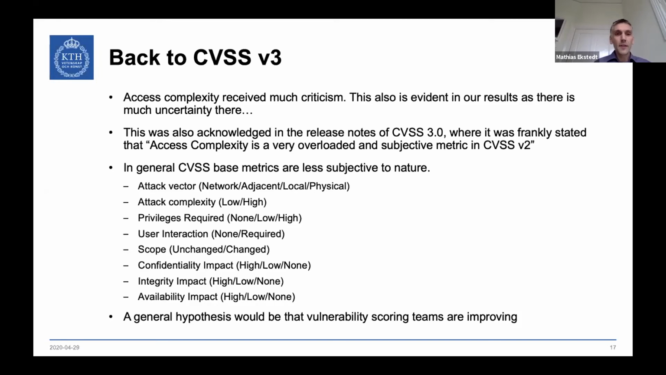And in general, the CVSS version 3 base metrics are less subjective in nature. I also think that the people working with vulnerabilities are probably becoming more and more skilled over time. So to me, it feels natural that CVSS 3 would be at least as good as CVSS version 2, even though there is no strict academic support for that.